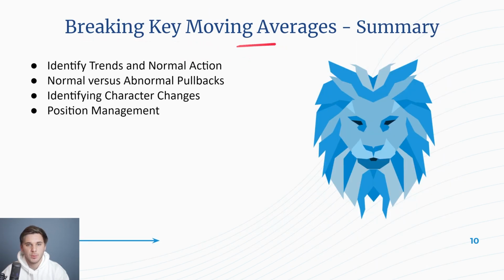So to summarize breaking key moving averages, we talked about how to identify trends and what normal action looks like. We talked about normal versus abnormal pullbacks. It also has to do with the price action and velocity of the move, as well as the volume on the move. Then we talked about identifying character changes, as well as how to use different time frame moving averages to slowly exit a position, and use breaking key moving averages as a position management technique. So that's it for breaking key moving averages.